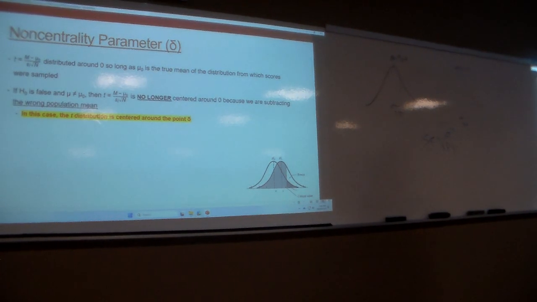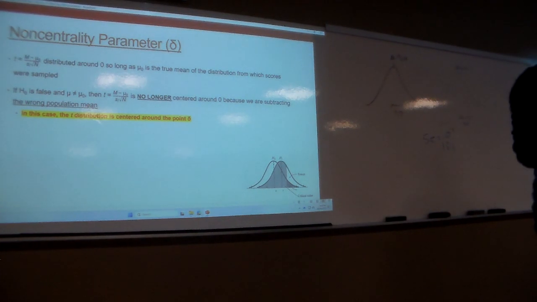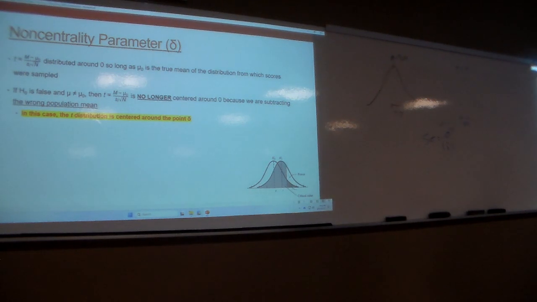The problem is if the null hypothesis is false and the mean of our population is not equal to the mean specified in the null model, then my t-statistic is no longer centered around 0 because we're subtracting the wrong population, okay? Basically, if I use my t formula and subtract something other than 0, I end up with a t-statistic that's not centered on 0, it's going to be shifted one way or the other, okay?